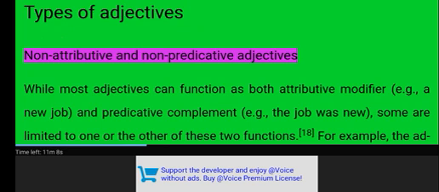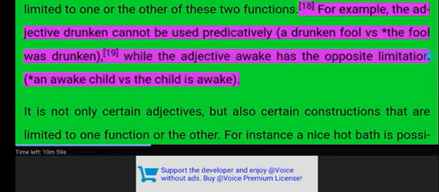Non-attributive and non-predicative adjectives. While most adjectives can function as both attributive modifier, e.g., a new job, and predicative complement, e.g., the job was new, some are limited to one or the other of these 2 functions. 18. For example, the adjective drunken cannot be used predicatively: a drunken fool versus *the fool was drunken. 19. While the adjective awake has the opposite limitation: *an awake child versus the child is awake.